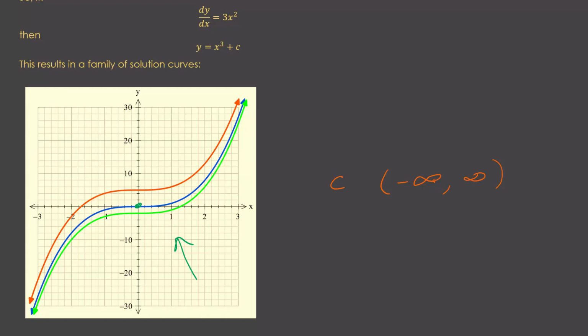They are all vertical translations of the y equals x cubed curve, and we'd expect that when we add the c. We know that that is going to translate the curve vertically by c units.